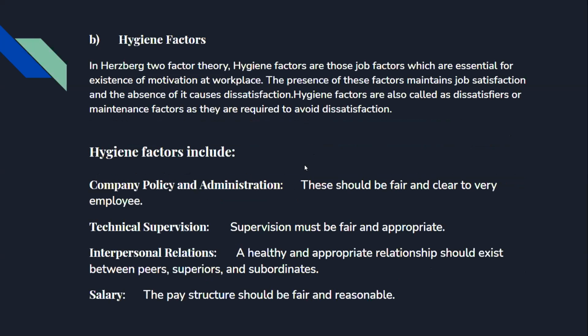The second factor is hygiene factors. Hygiene factors are those job factors which are essential for the existence of motivation at the workplace. The presence of these factors maintains job satisfaction, and their absence causes dissatisfaction. Hygiene factors are also called dissatisfiers or maintenance factors, as they are required to avoid dissatisfaction.